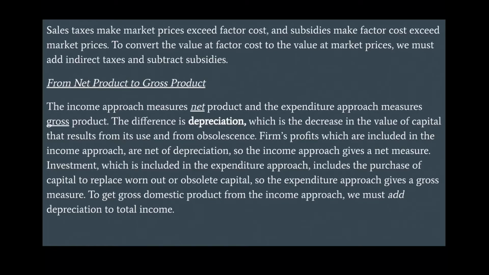The income approach measures net product and the expenditure approach measures gross product. The difference is depreciation, which is the decrease in the value of capital that results from its use and from obsolescence. Firms' profits, which are included in the income approach, are net of depreciation. So the income approach gives a net measure. Investment, which is included in the expenditure approach, includes the purchase of capital to replace worn out or obsolete capital. So the expenditure approach gives a gross measure. To get the gross domestic product from the income approach, we must add depreciation to total income.